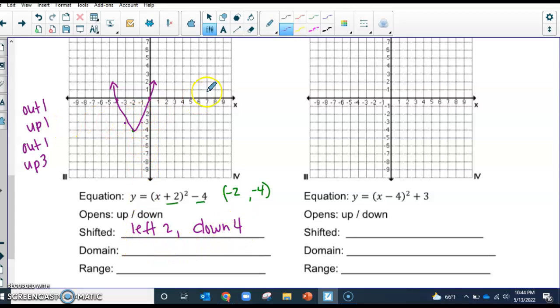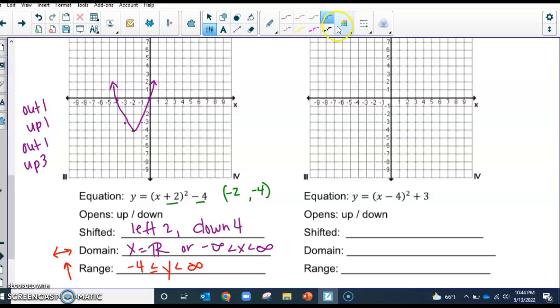My domain is talking about left to right. This is going to be x equals all real numbers, or you could write it as negative infinity is less than x, which is less than positive infinity. My range talks about my y's, or up and down. Just that quick reminder there. This guy starts at negative 4 on the bottom, and it doesn't stop, so that goes to positive infinity.